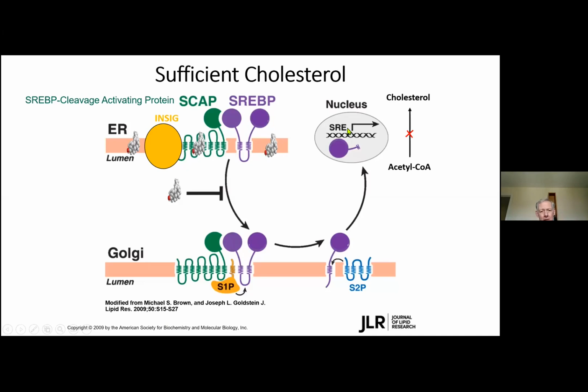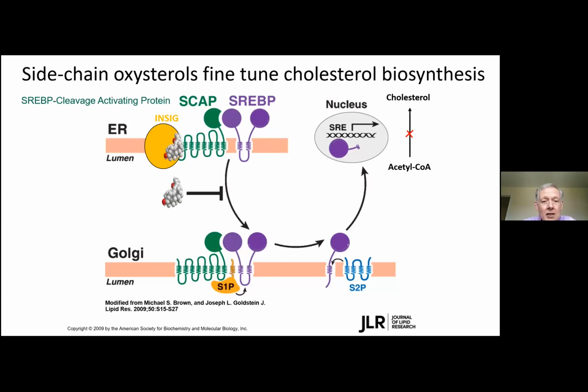So I've already shown you how cholesterol modulates the processing of SREBP2. Side chain oxysterols also modulate the processing of SREBP2, but in a slightly different manner. So instead of binding to SCAP, oxysterols directly bind to the ER resident protein called INSIG. So an oxysterol will bind to INSIG. This causes a conformational change in INSIG. So again, INSIG will bind to SCAP, and again, SCAP will be tethered in the endoplasmic reticulum.